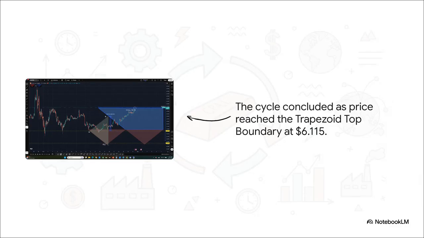And here it is, the conclusion of the entire cycle. You can see the price climbs all the way up and reaches the top boundary of the trapezoid. That happens at a price of $6.115. And this event right here officially brings the cycle to an end.